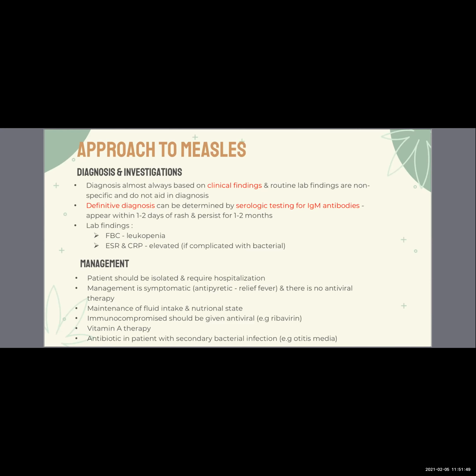In management, the patient should be isolated and require hospitalization, and management is usually symptomatic. For example, we give antipyretic to relieve the fever, and there is no antiviral therapy specific for measles virus. And the patient needs to maintain fluid intake and nutritional state. Immunocompromised patients should be given antivirals such as ribavirin, and patients also need to be supplemented with vitamin A therapy, and given antibiotics in patients with secondary bacterial infections such as otitis media.